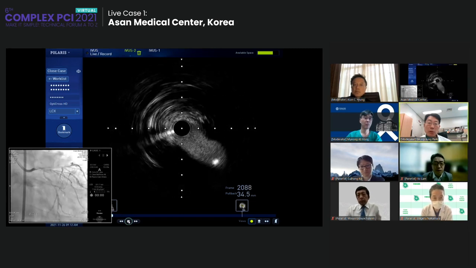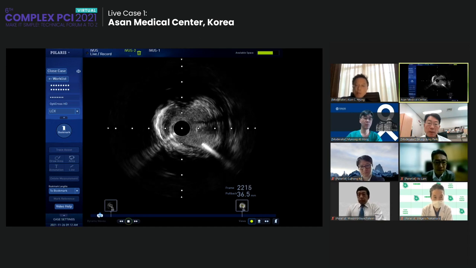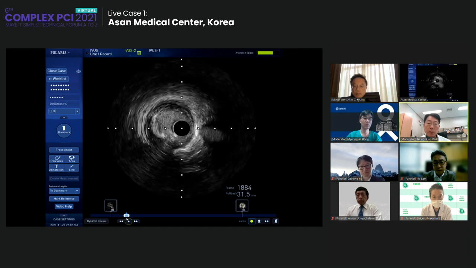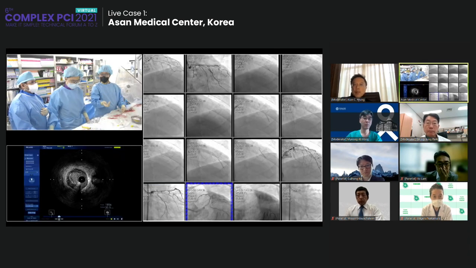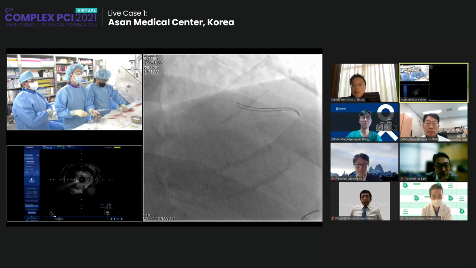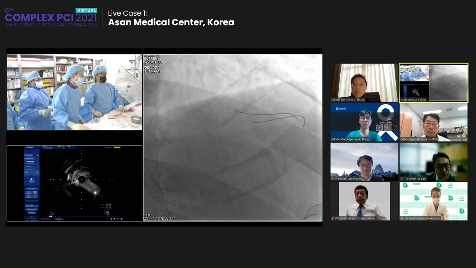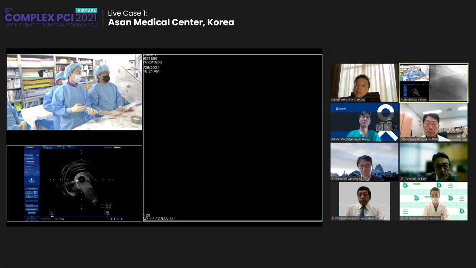Pretty much small. It looks different from the LAD pullback. In the LAD pullback, the circumflex ostium is okay, but in the real circumflex pullback there is 80% plaque burden, lumen area less than 2.0, and very severe. Here we are going to check the angiogram. Let me do one zoom. This is one zoom. Angiogram, full shot.